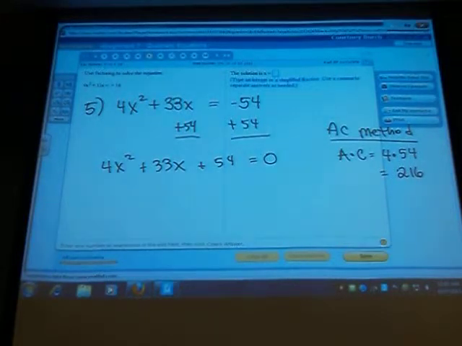Now this seems like kind of a random combination here. Multiply to 216 and add up to 33. I would just start dividing 216 by 3, divide it by 4, divide it by 5, divide by 6, 7, 8. Just start dividing stuff until we find some combos that multiply to 216.